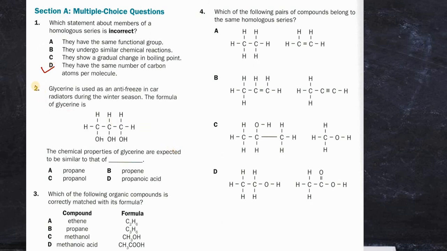Now let's see question number two. Glycerin is used as antifreeze in car radiators in the winter season. The formula of glycerin is this. The chemical property of glycerin is a structure similar to the part of what? What is this called? Alcohol group. So it will be option number C.